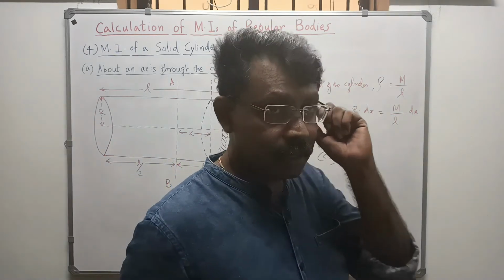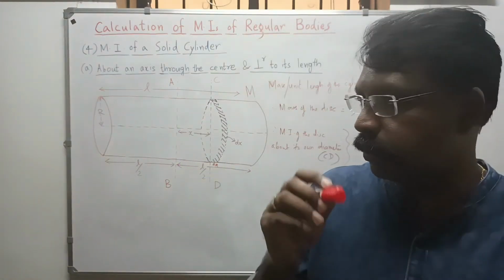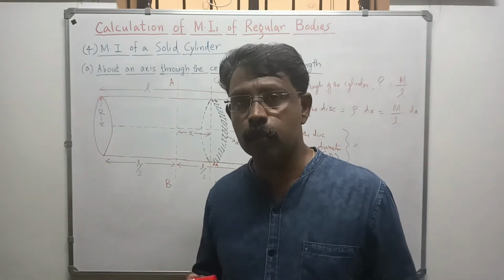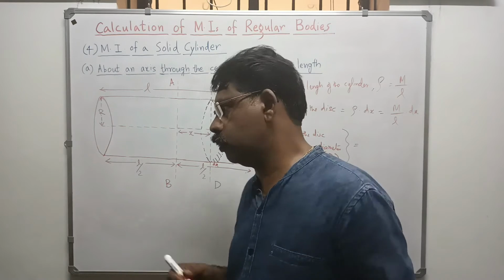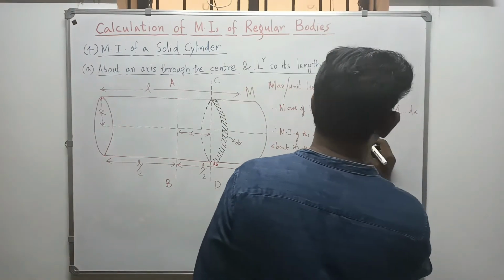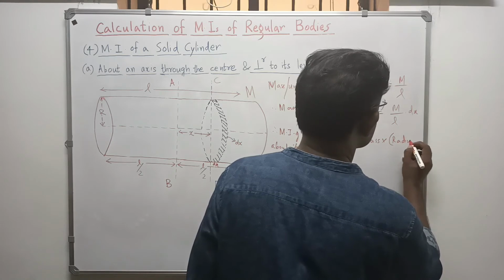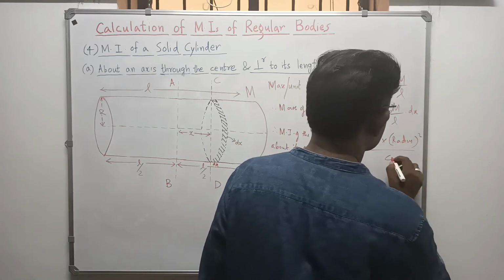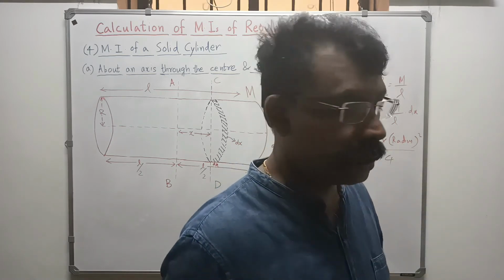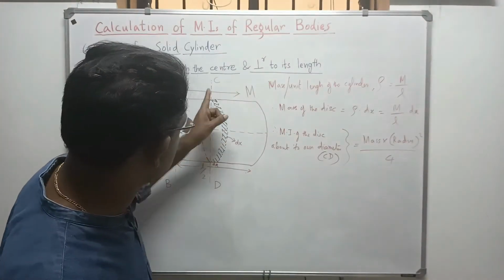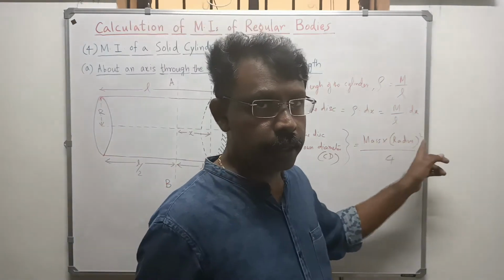that we have already studied that if you are taking a disk, the moment of inertia of the disk will be mass into radius squared divided by 4. So we have studied the MI of a disk about one of the diameters. This is the diameter, and about this diameter it is mass into radius squared by 4.